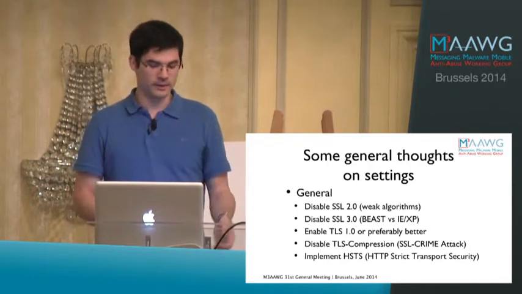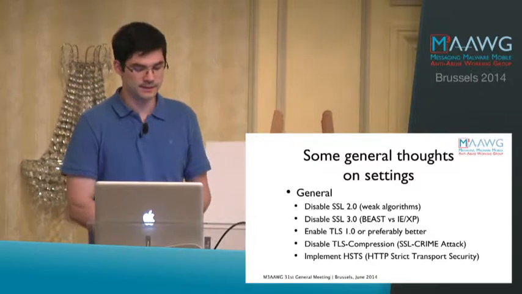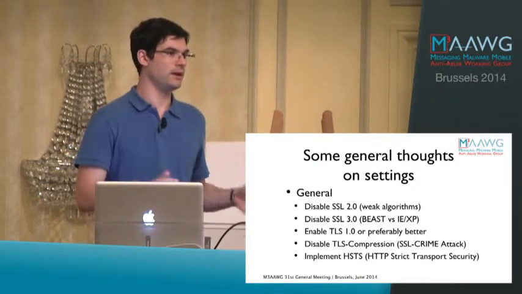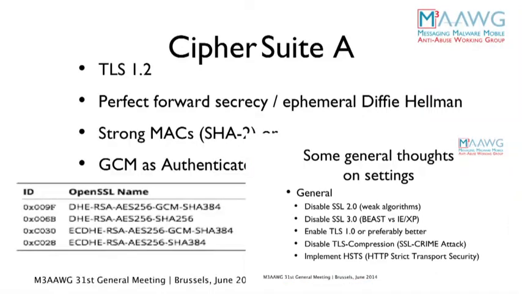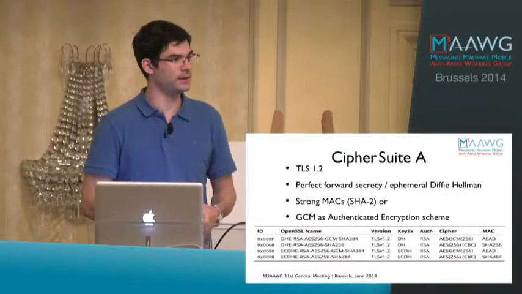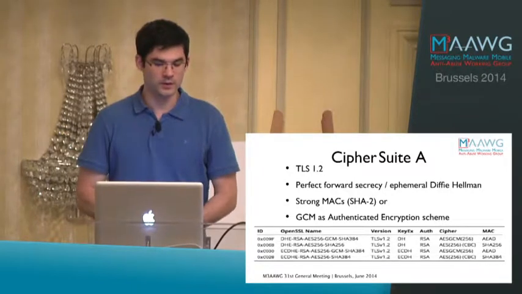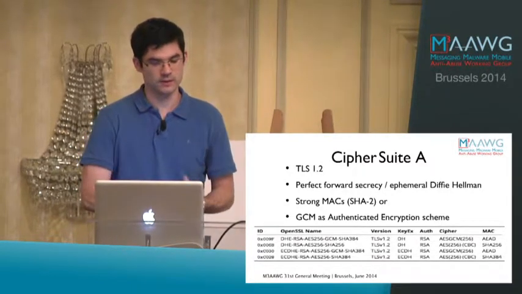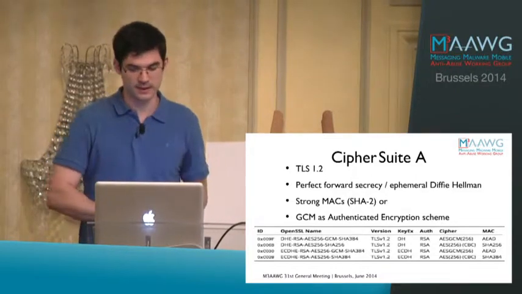And we implement HSTS, which is basically trying to use HTTPS whenever possible. So when it's possible, you always switch back to HTTPS. Cipher suite A, you see it's really tight, only a few algorithms there. We use TLS 1.2 only. We use the perfect forward secrecy principle, so we always use ephemeral Diffie-Hellman. We use strong MACs for authentication, and we also use GCM as the authenticated encryption scheme.